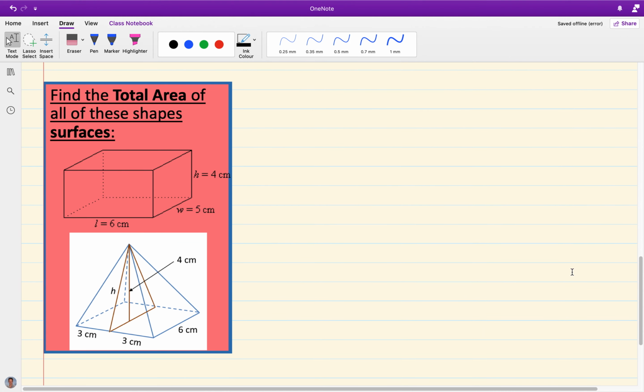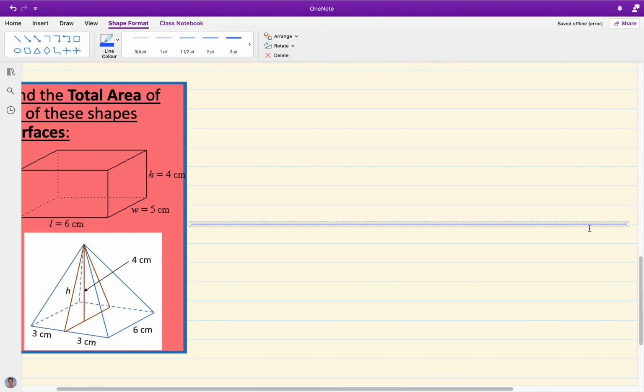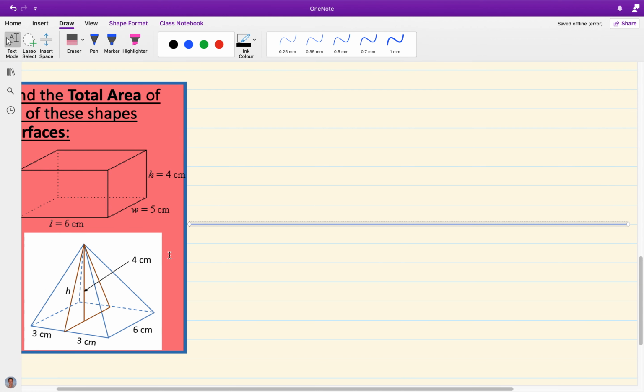We've got two problems here, so I'll try and split the screen up a little bit to make it a bit easier. Insert a little line there. Okay, we'll do that there.